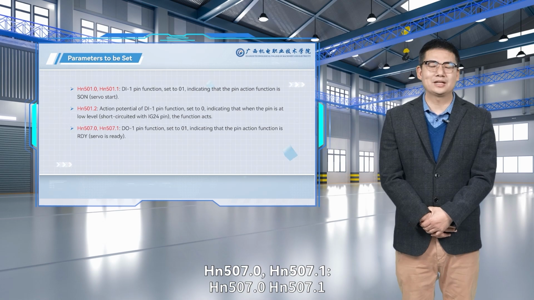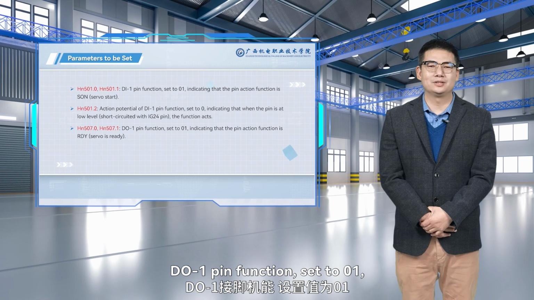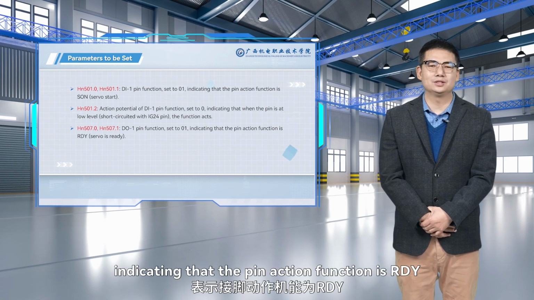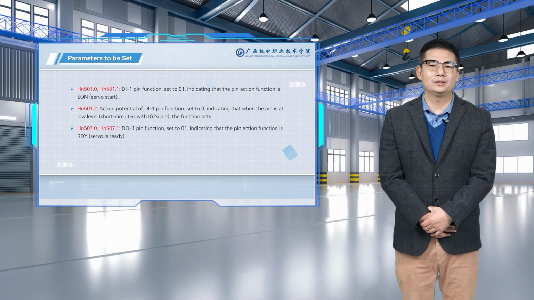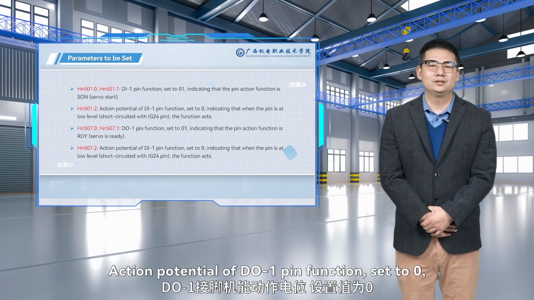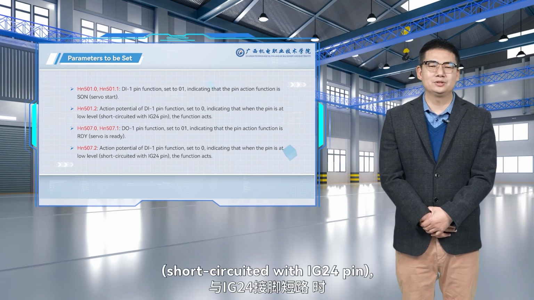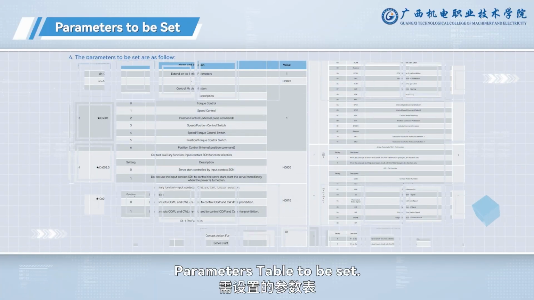HN507.0, HN507.1. DO 1-pin function, set to 01, indicating that the pin action function is RDY, servo is ready. HN507.2. Action potential of DO 1-pin function, set to 0, indicating that when the pin is at low level, short-circuited with the IG24 pin, the function acts. Parameters table to be set.